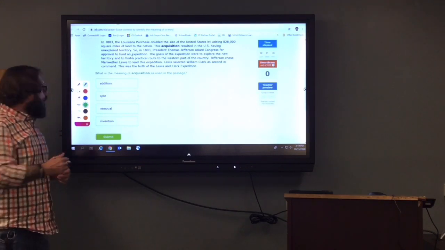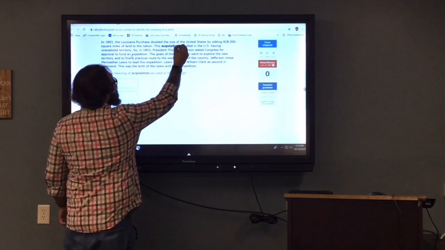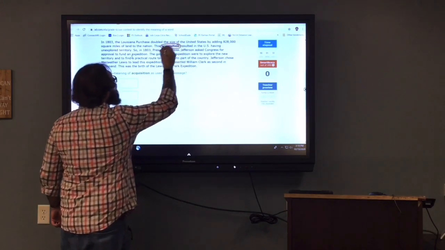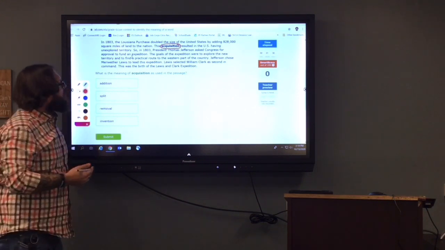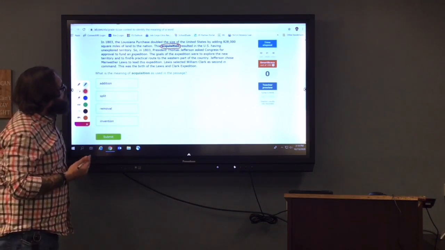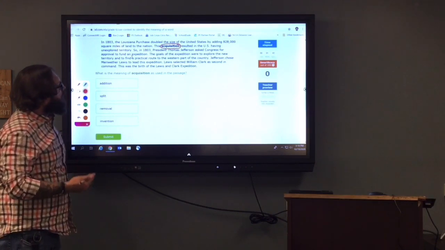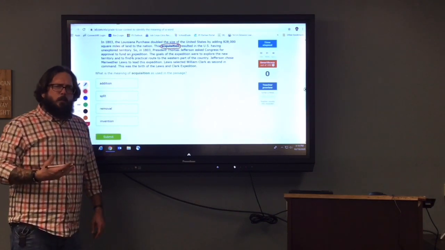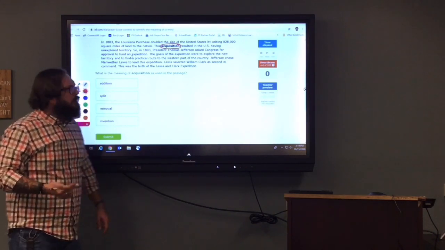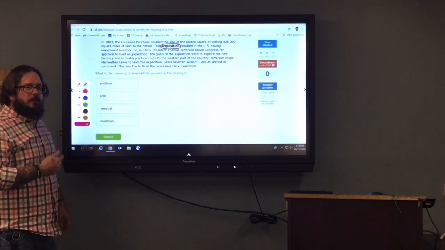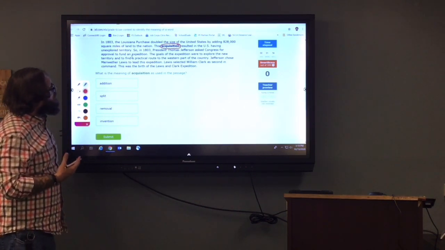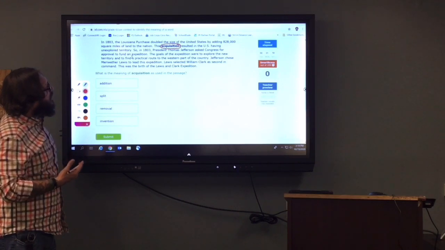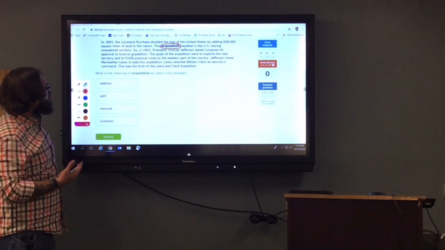Now, the word that we are trying to identify the meaning of is acquisition. So the sentence in which it's used states, this acquisition resulted in the U.S. having unexplored territory. So we need to ask the question, what acquisition? Well, we need to go back a sentence to determine that. The first sentence states, in 1803, the Louisiana Purchase doubled the size of the United States by adding 828,000 square miles of land to the nation.